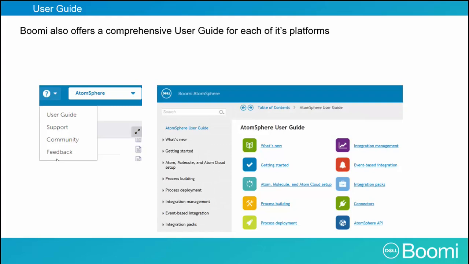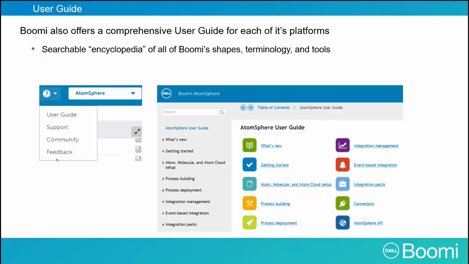Boomi offers a comprehensive user guide for each of its platforms. You can get access to each user guide by clicking the same link, but the platform changes depending upon what guide you are using, such as Atomsphere, MDM, EDI, etc. The user guide is basically a searchable encyclopedia of Boomi shapes, technologies, and tools. It's a great place to get started to learn more about particular shapes, and you can find a lot of detailed information about many topics here. You can find it under the Help drop-down icon within the user guide, as shown in this image.